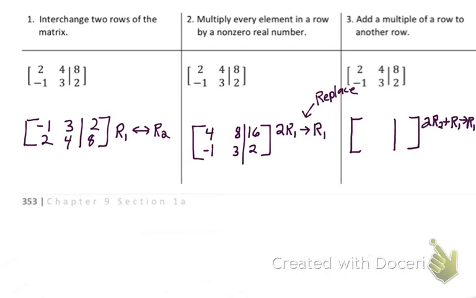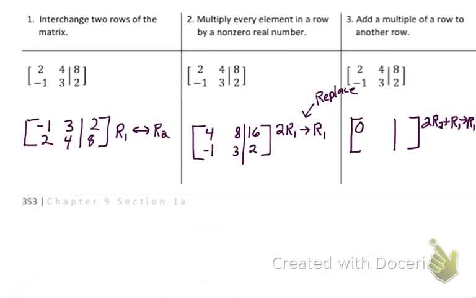Okay? So we're going to kind of do this in our head. So I'm going to multiply row 2 by 2. So let's do this element by element. So I'm going to do 2 times negative 1, which gives me negative 2. And then I'm going to add it to row 1. What's negative 2 plus 2? 0. So I'm going to replace row 1 with 0.